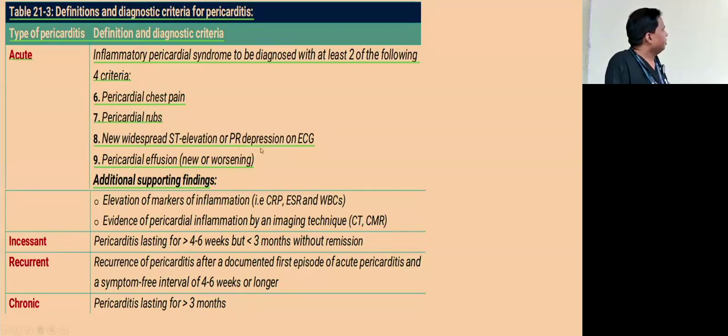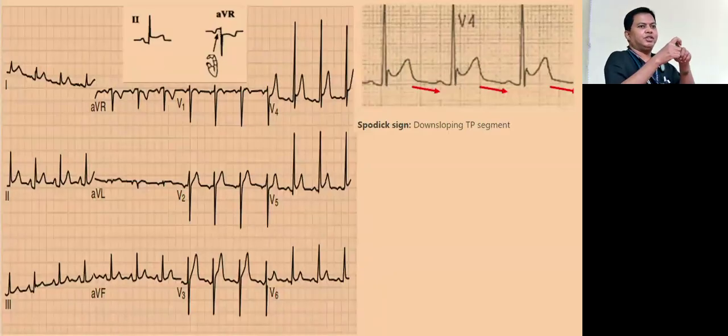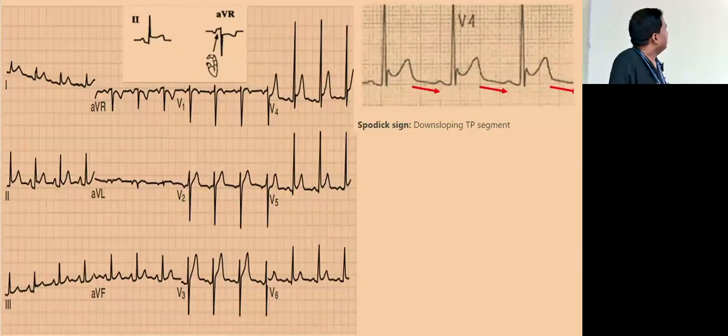And then the PR interval: PR depression also is a classical sign. PR depression will be there in almost all the leads except in aVR. In aVR there will be what is called the knuckle sign. If you see the knuckle, the shape like this, especially in aVR, there will be a PR elevation actually.